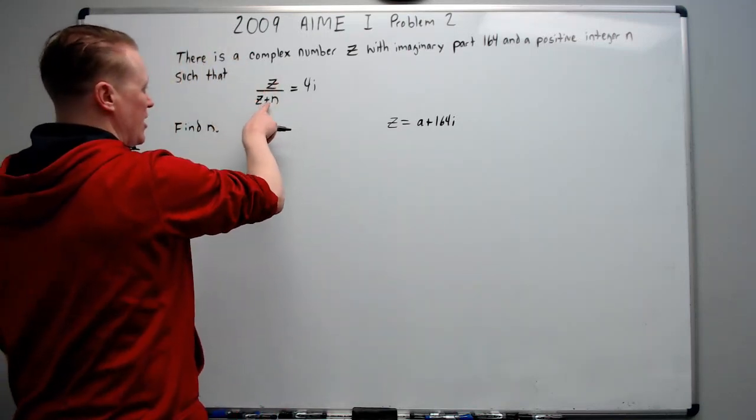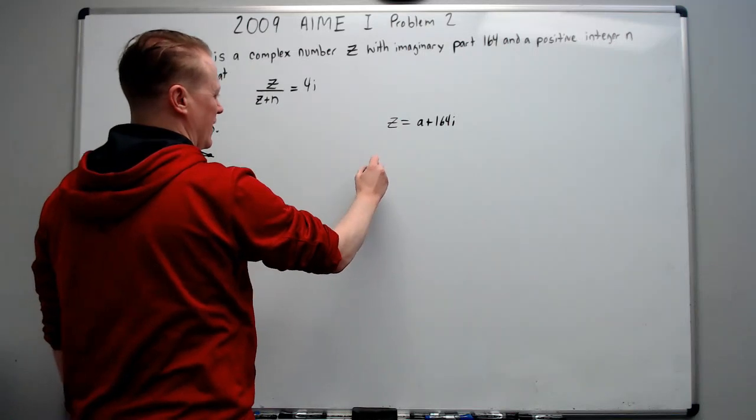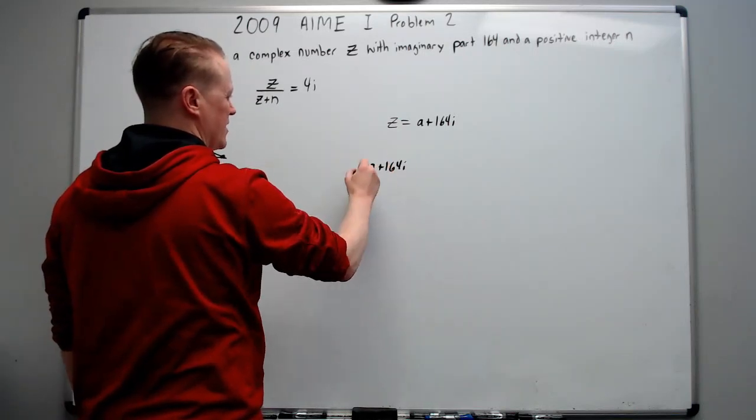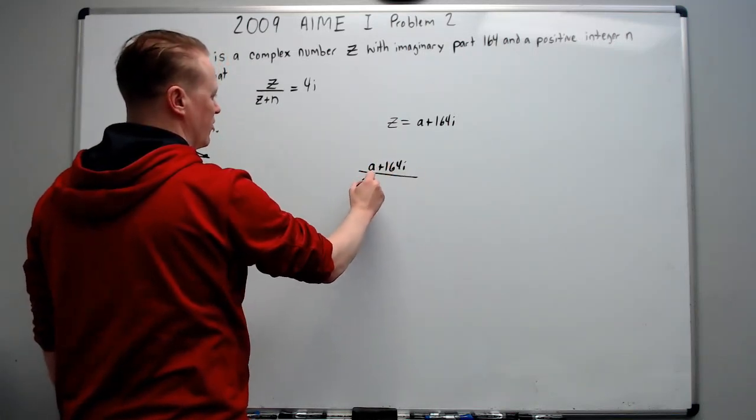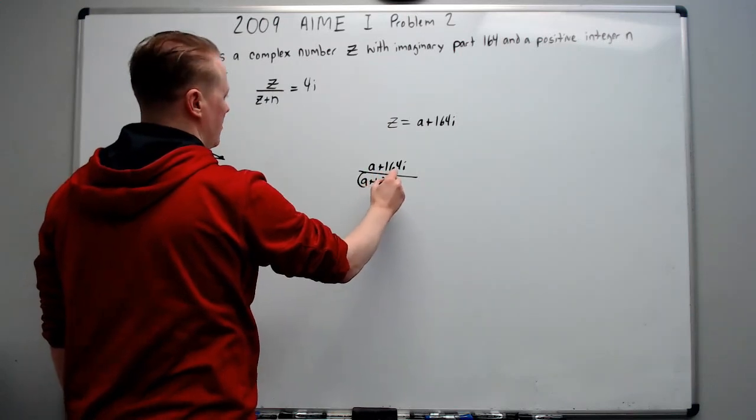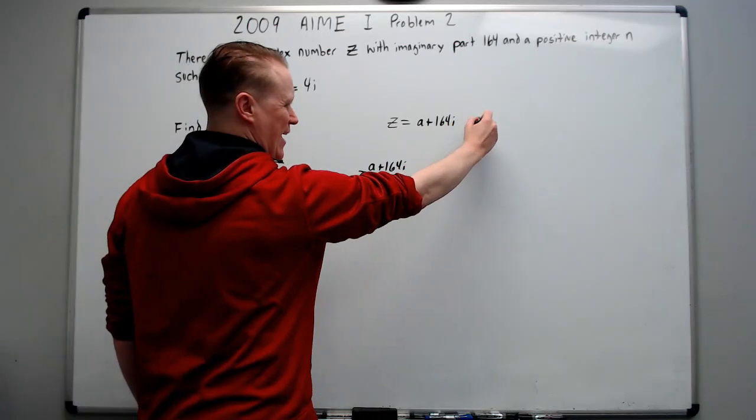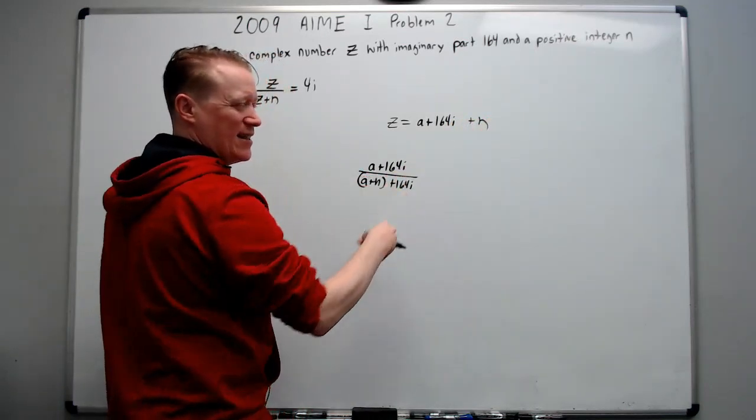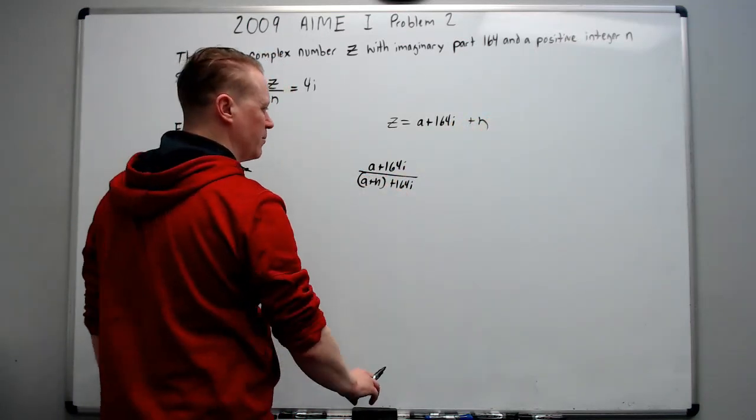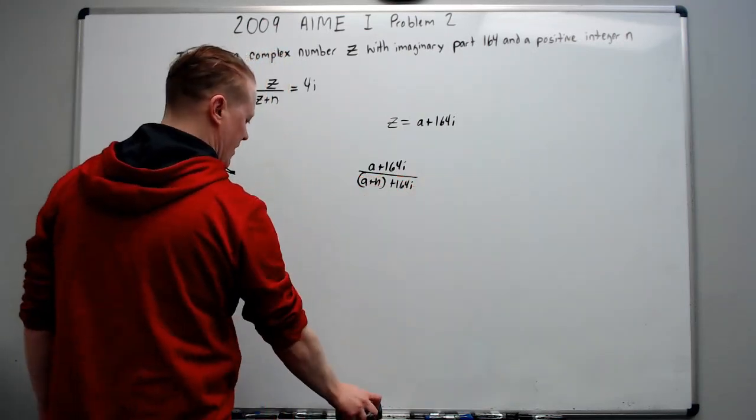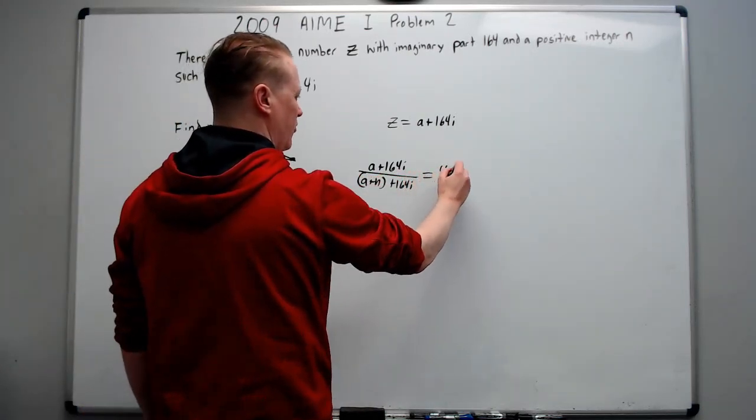Such that z over z plus n, so I can call this a plus 164i over a plus n plus 164i. Because of this plus n, you can group the a and the n together because they're both real numbers. Okay, so then this is equal to 4i.